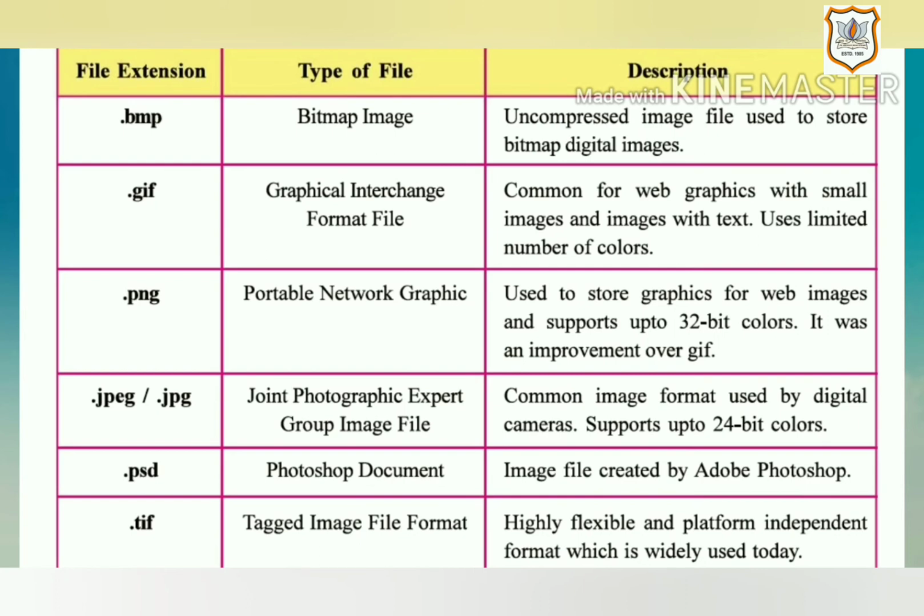Fourth one is a joint photographic expert group image file. It is the common image format used by digital cameras. It supports up to 24-bit colors. The extension of JPG file is .jpeg or .jpg. Fifth one, Photoshop document image file, is created by Adobe Photoshop. Extension of Photoshop document is .psd. Last one is tagged image file format, which is a highly flexible and platform independent format. The extension of this file is .tif.